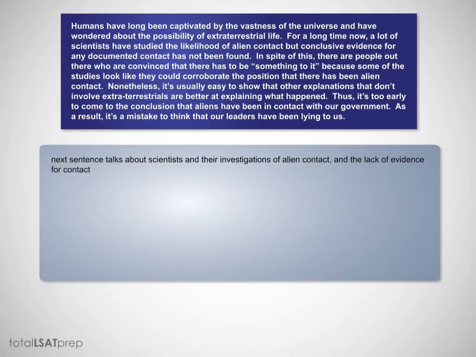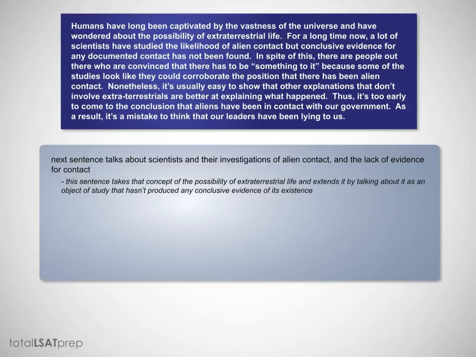The next sentence talks about scientists and their investigations of alien contact and the lack of evidence for contact. Okay, so we see that the argument is focusing in on the extraterrestrial concept already introduced, and it's talking specifically about contact with extraterrestrials. So this sentence takes the concept of the possibility of extraterrestrial life and extends it by talking about it as an object of study that hasn't produced any conclusive evidence of its existence. So humans are interested in aliens and have tried to find them, but unsuccessfully.